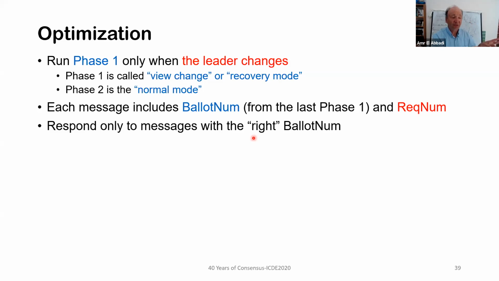Sometimes this is referred to as view change or recovery mode after a failure. And phase 2 is what's happening all the time. So it's very cheap. It's really just, once I'm elected as leader, all I need to do is to replicate, get back a majority, and then I know it's already been committed. So that's good. It's a fast protocol.